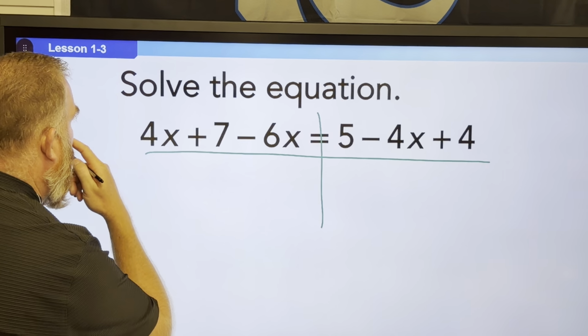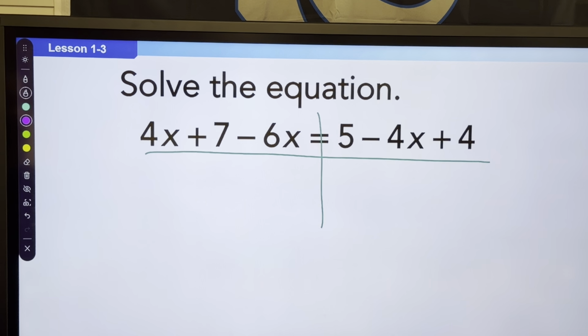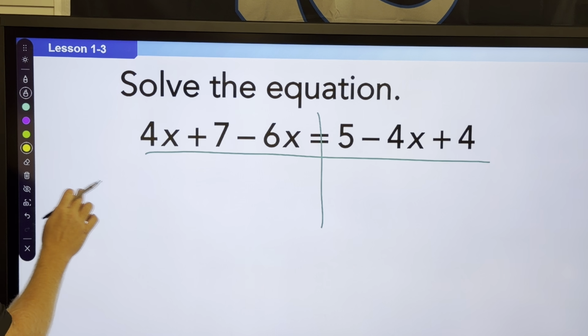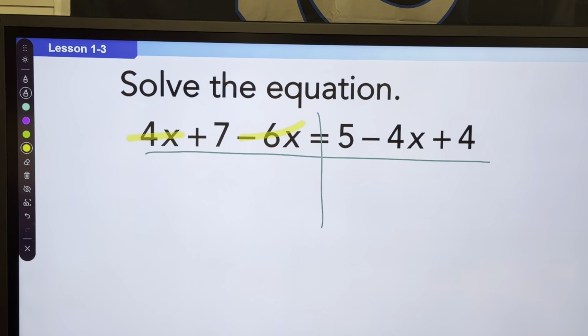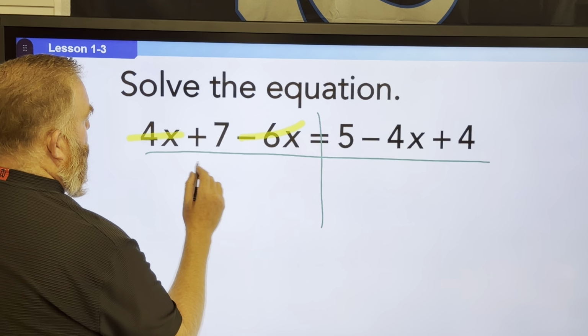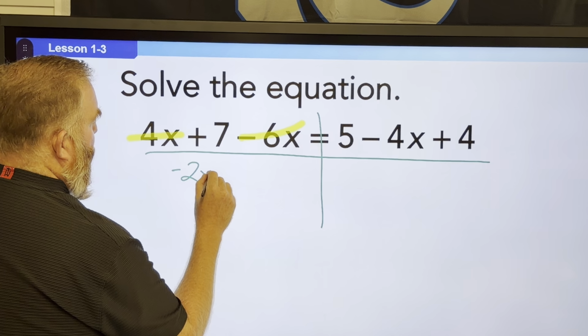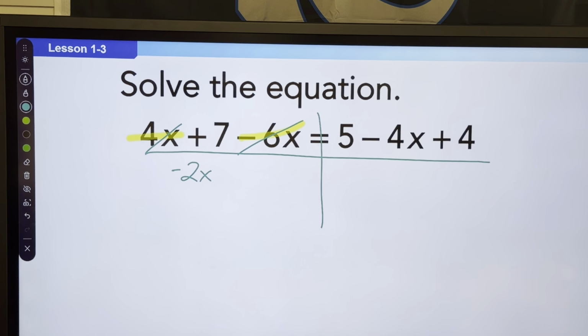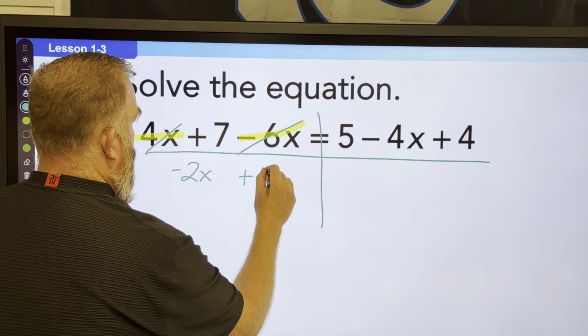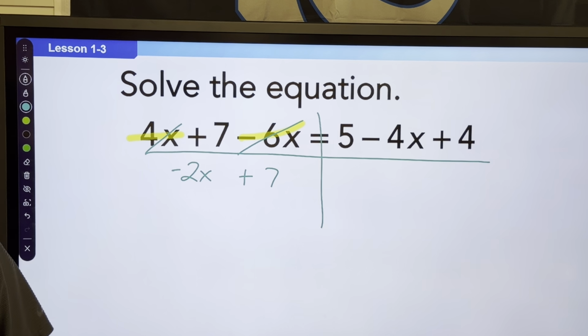So here we go. Left side, where are my like terms, please? I have 4x and negative 6x. Yes? I see a lot of nodding. Good, good. What is 4 minus 6, guys? Negative 2 what? X. There we go. So those are gone. What's the only thing left on that side? Positive 7. Okay, now we're cooking.